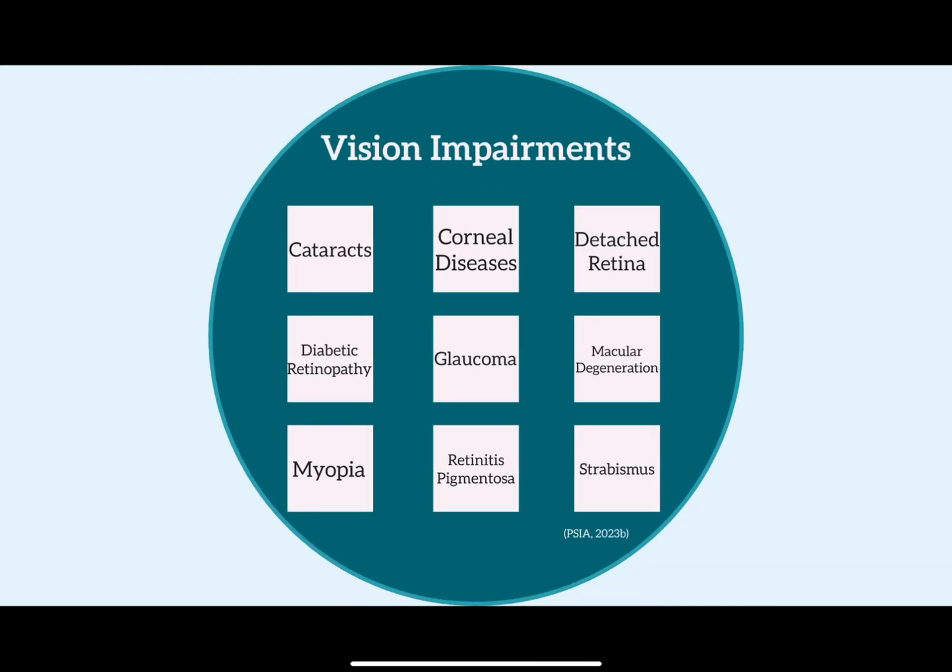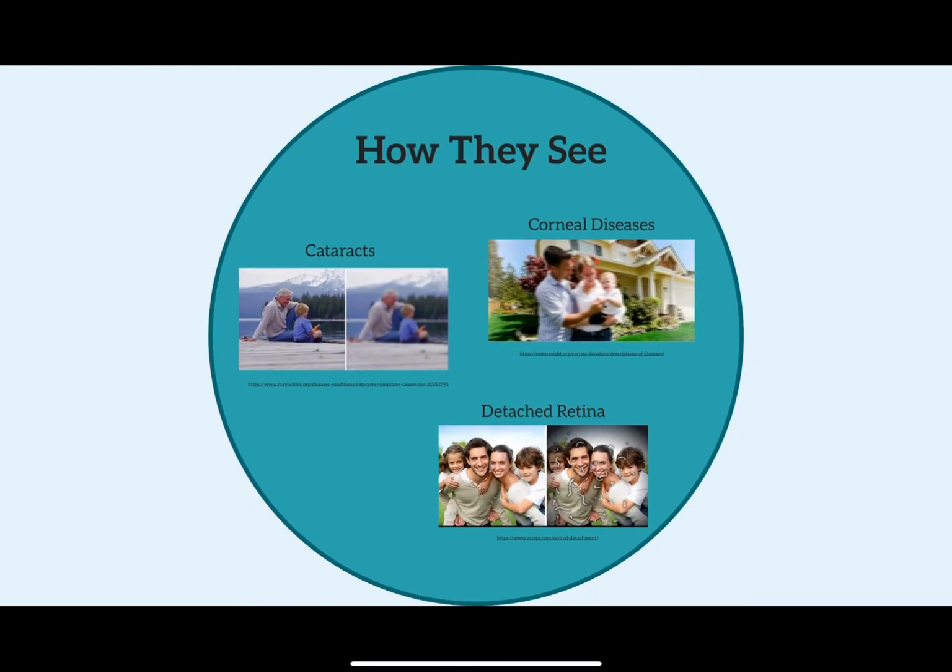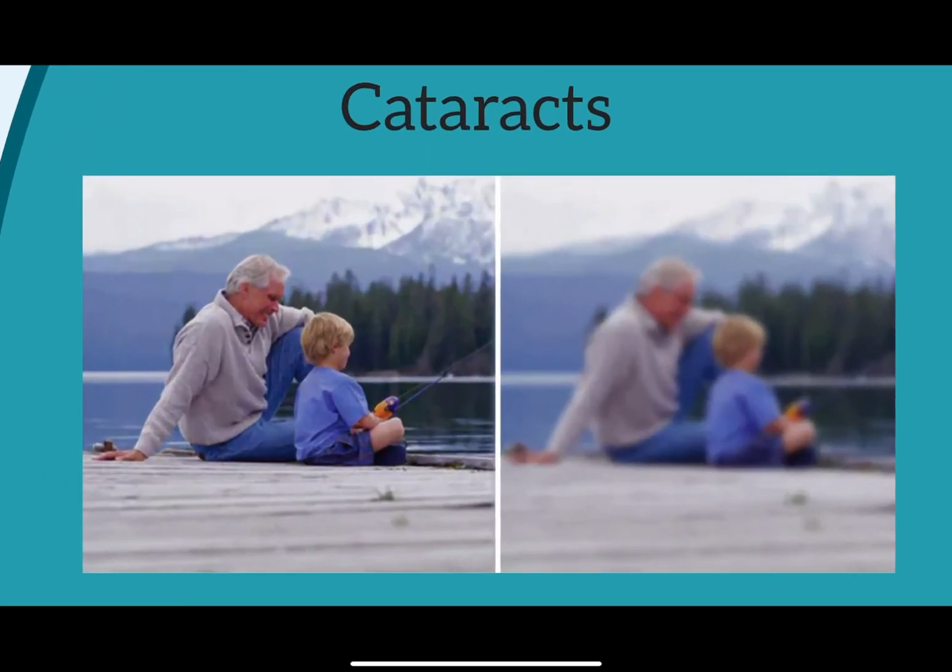The Professional Ski Instructors of America, also known as PSIA, identify 9 primary vision impairments. These are cataracts, corneal diseases, detached retina, diabetic retinopathy, glaucoma, macular degeneration, myopia, retinitis pigmentosa, and strabismus. Cataracts occurs when the lens of the eye becomes cloudy. This leads to trouble seeing at night, sensitivity to light, and clouded or blurred vision of the entire field.